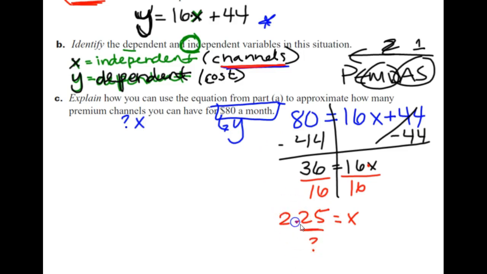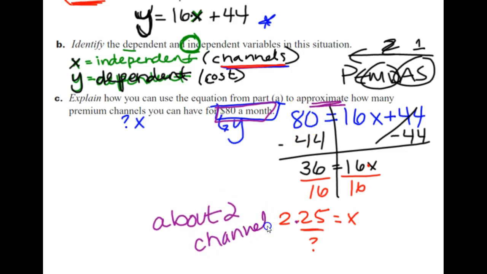So we can't get more than 2.25 because we only have $80. So we would have about, which is why it says approximate, about 2 channels. We can only get 2 channels, 2 premium channels. You got to pick your favorites.